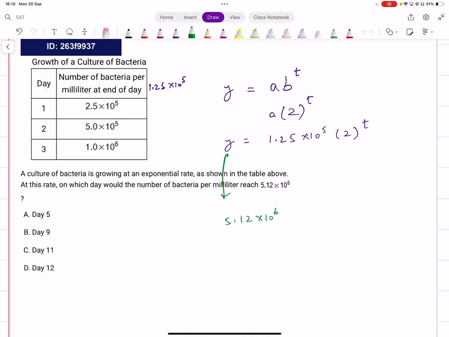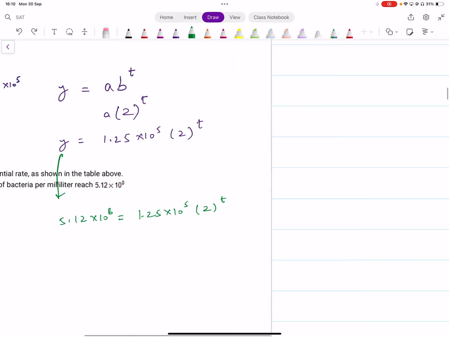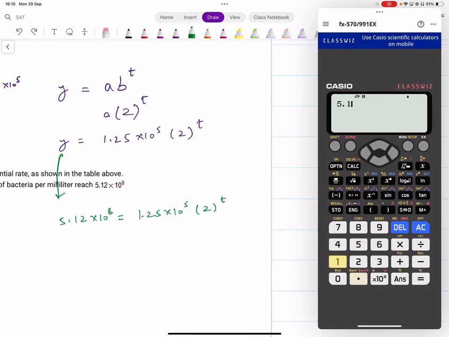5.12 into 10 raised to power 8 equals 1.25 into 10 raised to power 5 into 2 raised to power t. Divide this on the other side. Do this on your calculator. Let's see what that gives us. 5.12 divided by 1.25. And then you have multiplied by 10 raised to power 8 minus 5. That will be 10 raised to power 3. And that's giving us 4096. 4096 equals 2 raised to power t.